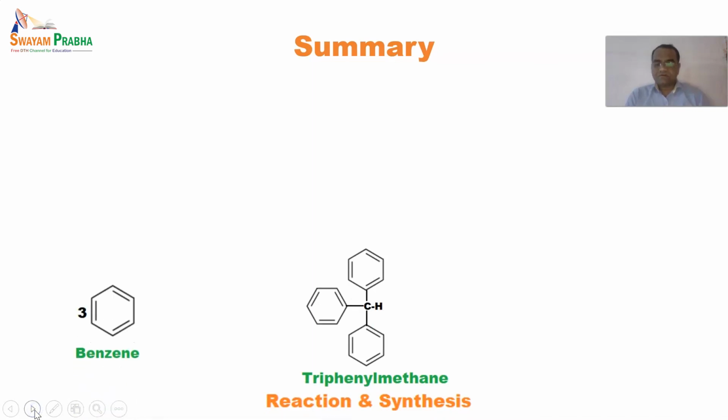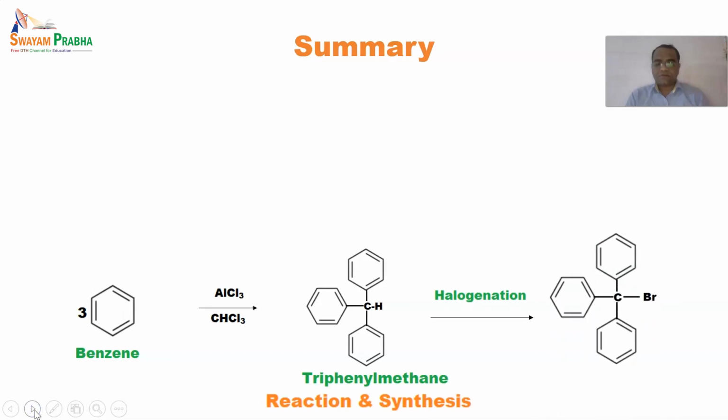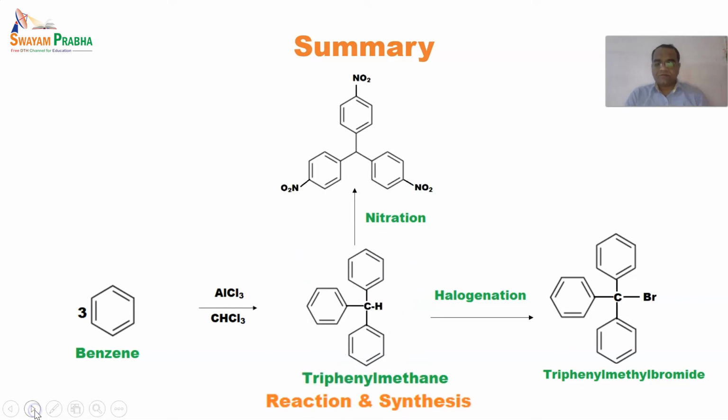Reaction and synthesis of triphenylmethane. So benzene, 3 moles of benzene, is reacted with chloroform. So it is a Friedel-Crafts type of reaction. Halogenation reaction of triphenylmethane gives a halogenated product. After that nitration, so it gives a tris type of product. So the 4th position of each phenyl ring has been substituted by a nitro group. We have seen some uses of polynuclear aromatic hydrocarbons, and most of them are dyes.